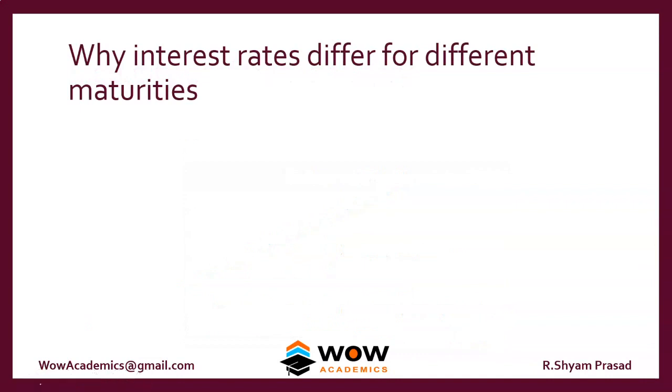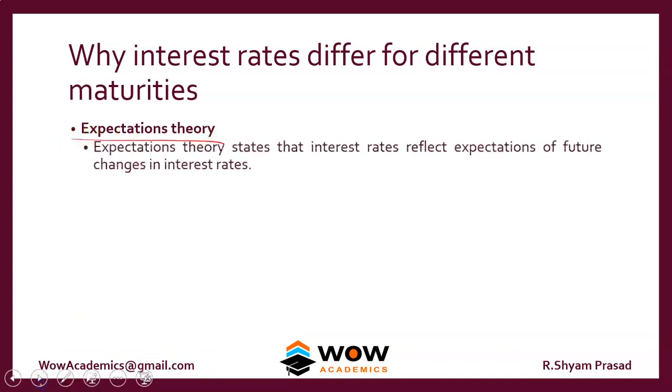Why do interest rates differ for different maturities? We look at a second theory. It's called the expectations theory. Expectations theory states that interest rates reflect expectations of future changes in interest rates. So in this theory, they feel that the markets have an expectation of what would be the future interest rate, and according to that only the current interest rate keeps changing.